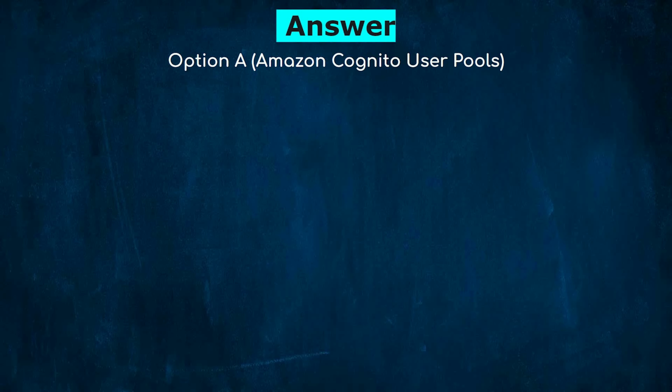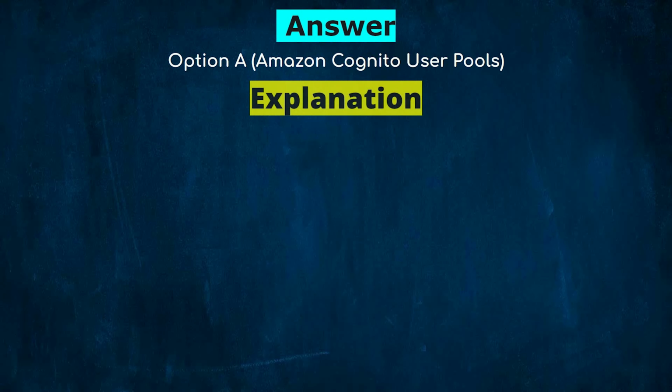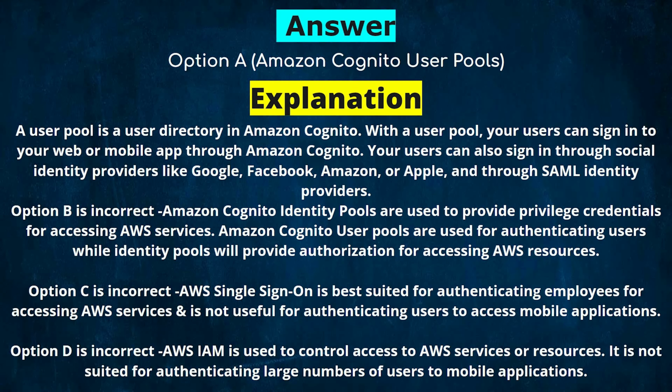Amazon Cognito User Pools. Explanation. A user pool is a user directory in Amazon Cognito. With a user pool, your users can sign in to your web or mobile app through Amazon Cognito. Your users can also sign in through social identity providers like Google, Facebook, Amazon, or Apple, and through SAML identity providers. Option B is incorrect.